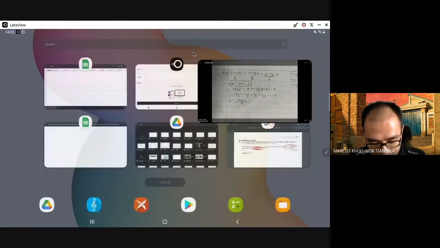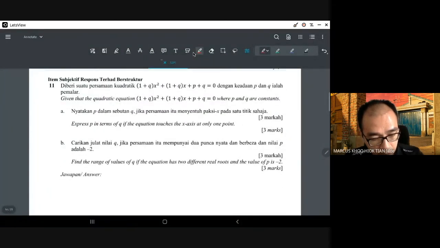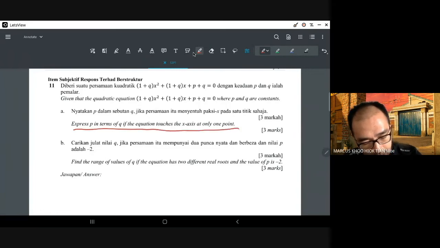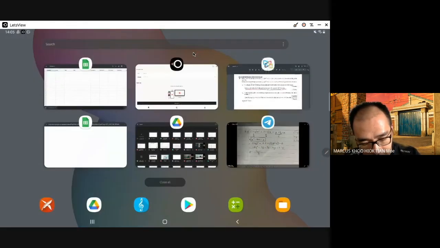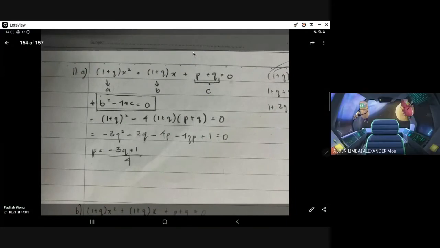Can somebody explain what's happening here? Let's take a look at question 11. Given the quadratic equation, express p in terms of k if the equation touches the x-axis at only one point. Okay, you said that you can do this. Go ahead.